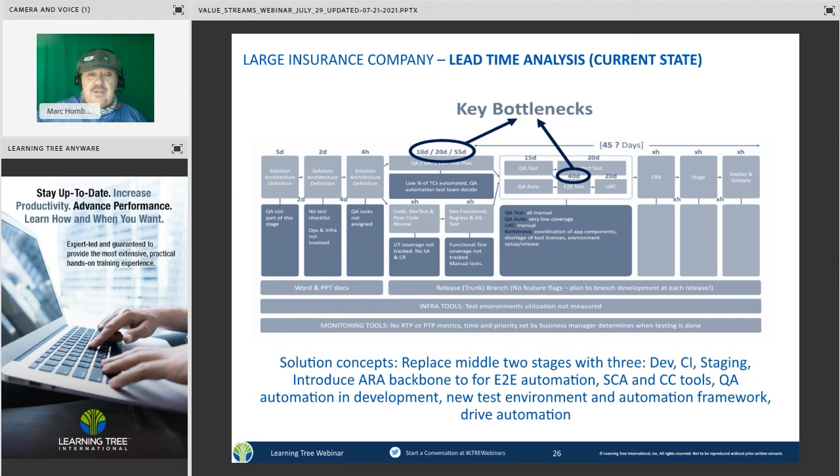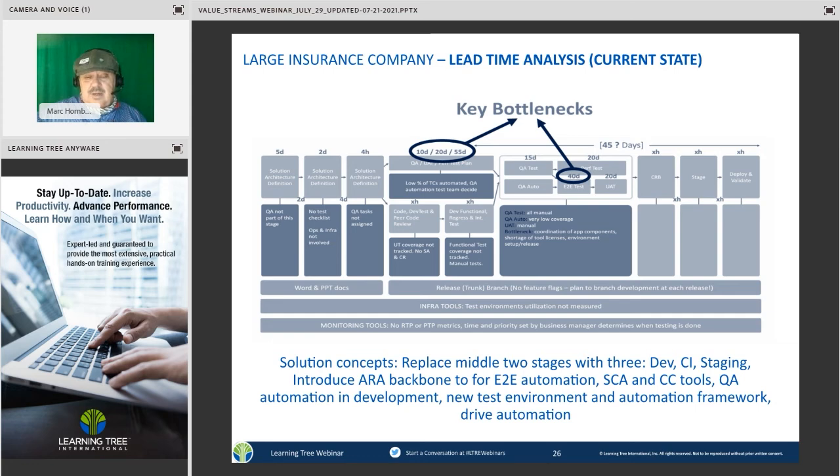So in this case, going back to the large insurance company, the solution was to attack those two big bottlenecks through replacing the middle two stages with three, actually, but make them more traditional dev, CI, and staging, and introduce release automation capabilities for automating more things end to end, rather than having separate processes that were more manual.